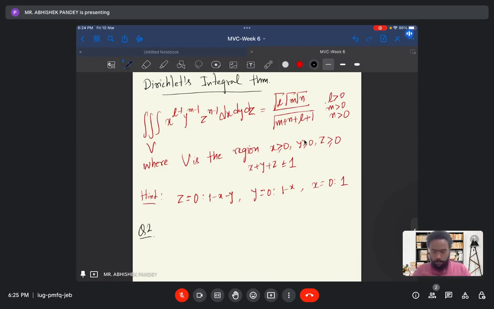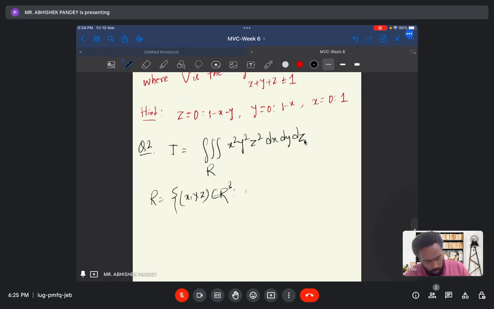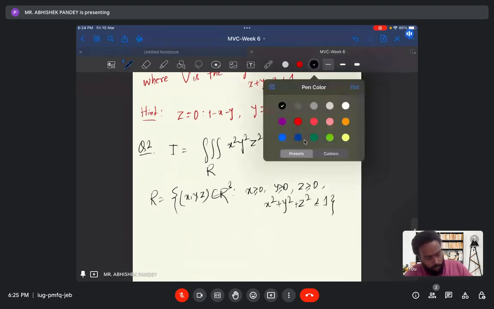So question 2 is: find the value of the following integral, where I is the triple integral over R of x square y square z square dx dy dz, where R is equal to (x, y, z) belonging to R3 such that x is positive, y is positive, z is non-negative, and y square plus z square is less than or equal to 1. So let us look at the solution.